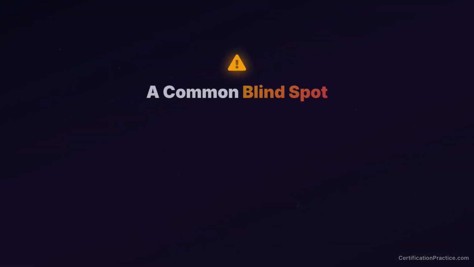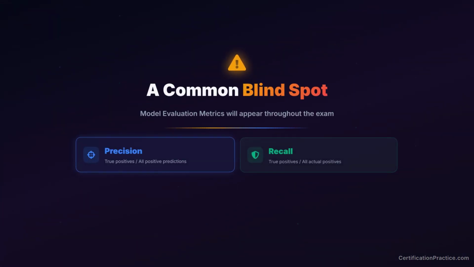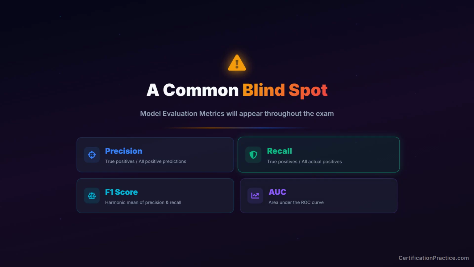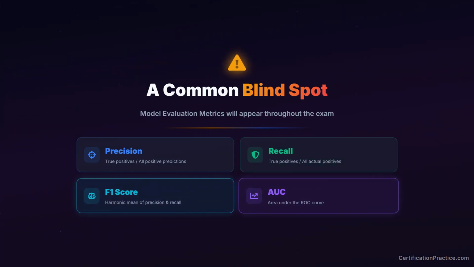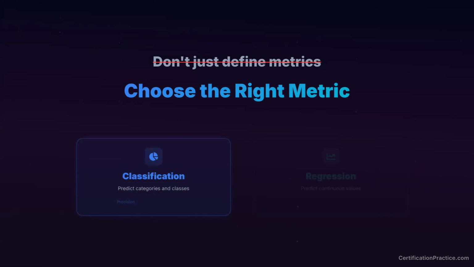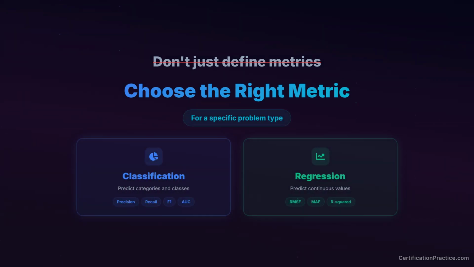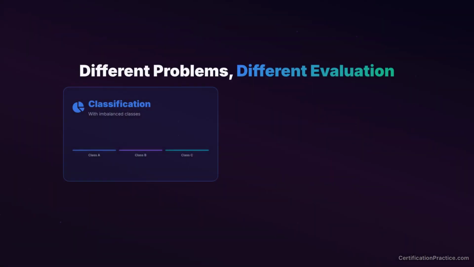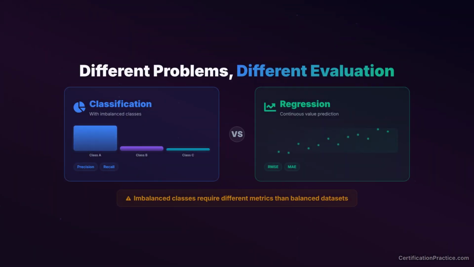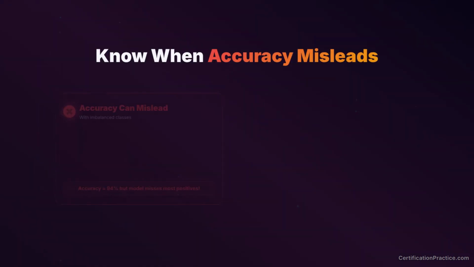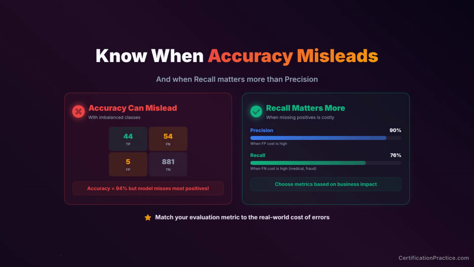Let me address a common blind spot. Model evaluation metrics like precision, recall, F1 score, and AUC appear throughout this exam. But the questions don't just ask you to define them. They ask you to choose the right metric for a specific problem type. A classification task with imbalanced classes requires different evaluation than a regression problem. Know when accuracy misleads and when recall matters more than precision.